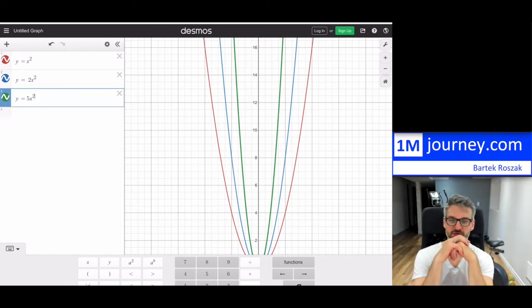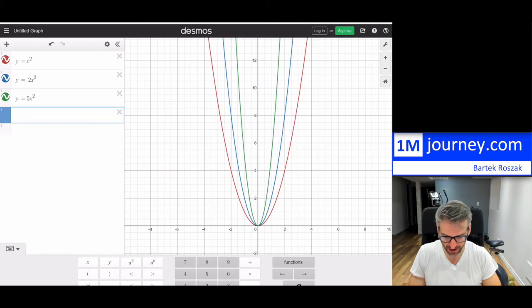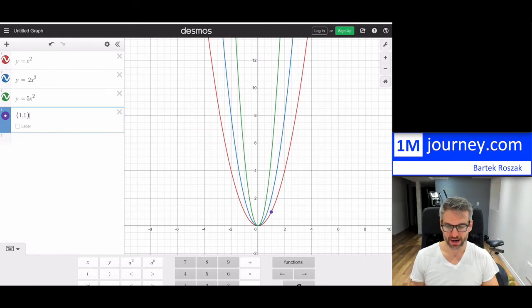That's what happens there. So if I would be plotting these in, for instance, the first one was 1, 1. Notice that's what happened there. But now look what happens if you plug it into the second one.